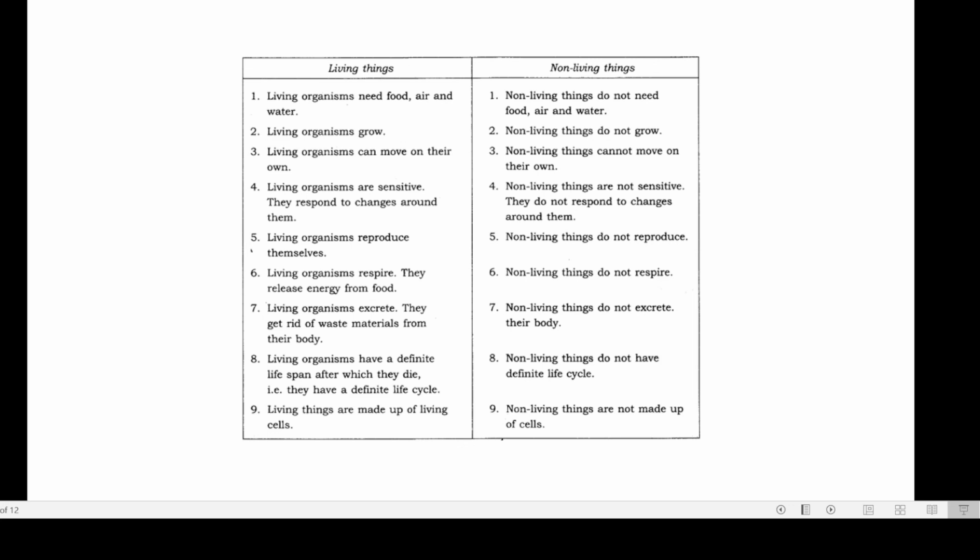Living organisms reproduce themselves. Non-living things do not reproduce. Living organisms respire and they release energy from food. Non-living things do not respire. Living organisms excrete. Non-living things never excrete. Living organisms have a definite lifespan after which they die. Non-living things do not have a definite life cycle, they never die. Living things are made up of living cells. On the other hand, non-living things are not made up of cells.